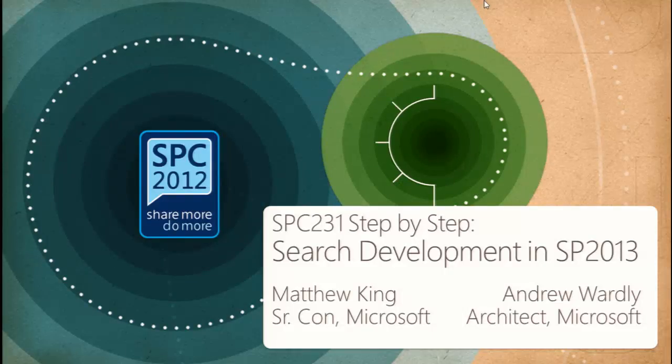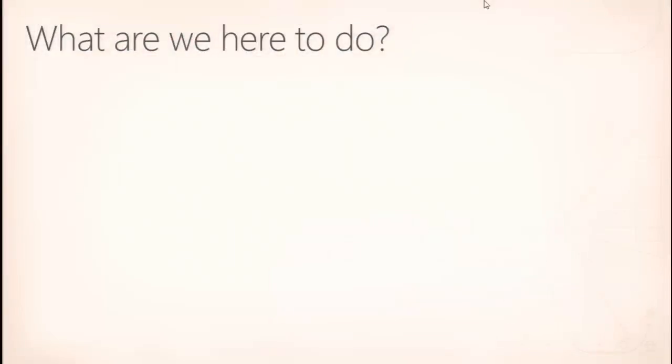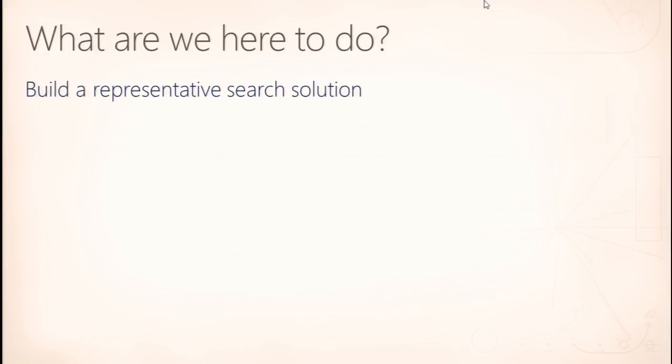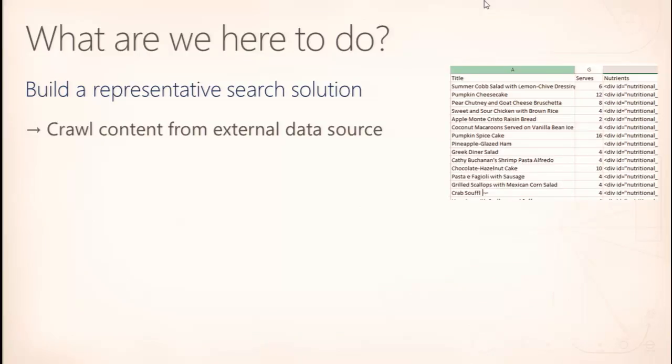So what are we here today to do? We're going to be building a representative search solution. This is not going to do everything, but we're going to do as much as we can in an hour. We'll be crawling content from an external data source using BCS, Business Connectivity Service, leveraging a flat file. This could actually be any kind of line of business data. In this case, it's recipe data, so we'll do a little recipe site.